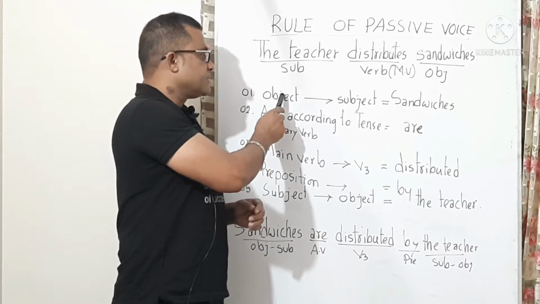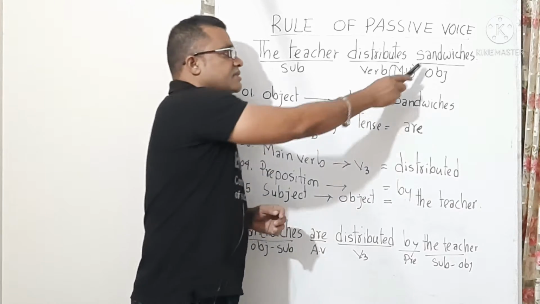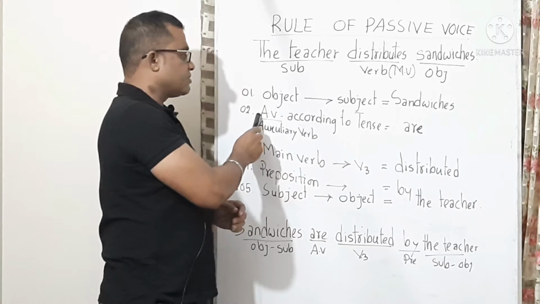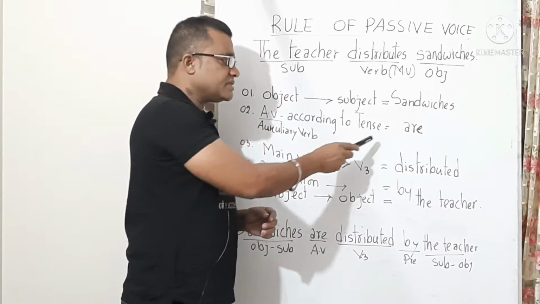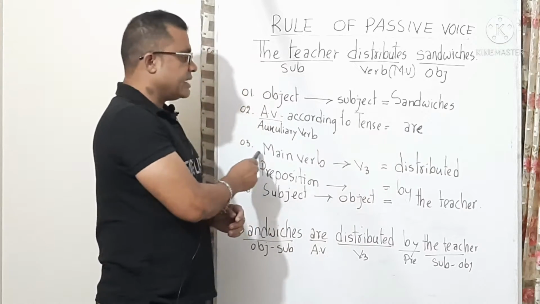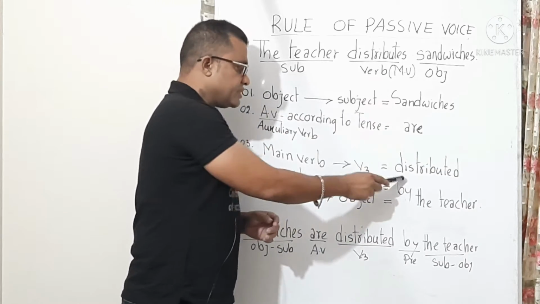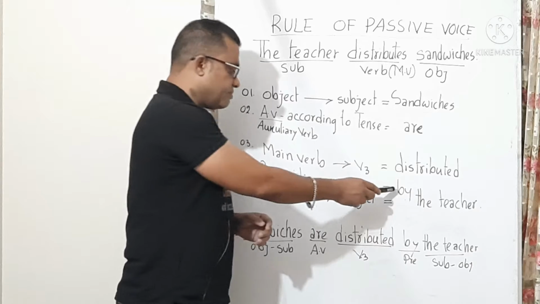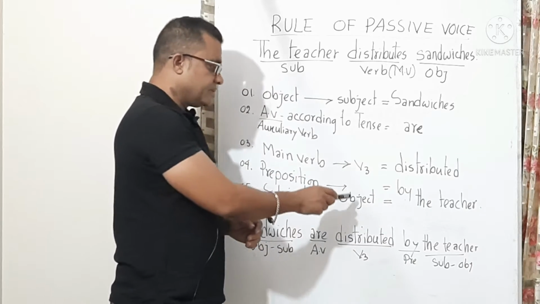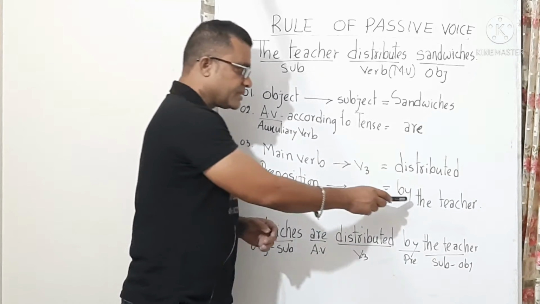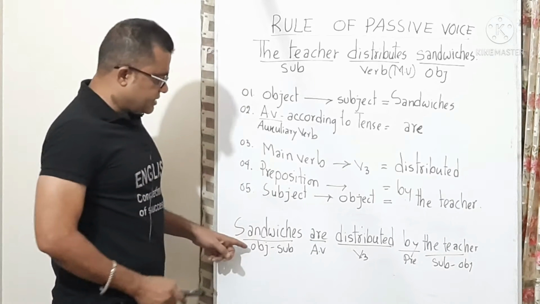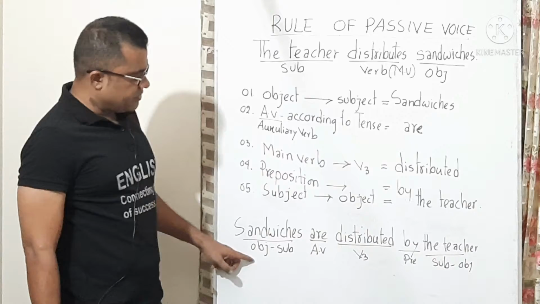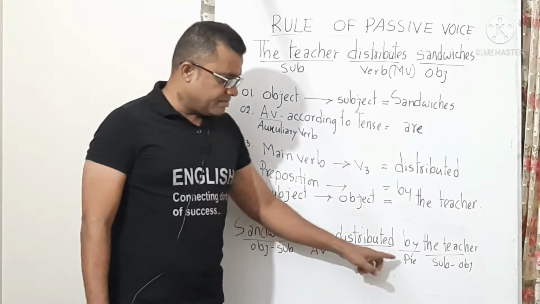First, object will be subject, sandwiches. Auxiliary verb according to tense, as it is present simple tense, are. Main verb V3, distributed. Preposition by. Subject becomes object, the teacher. These 5 stages make this passive voice. Sandwiches are distributed by the teacher.